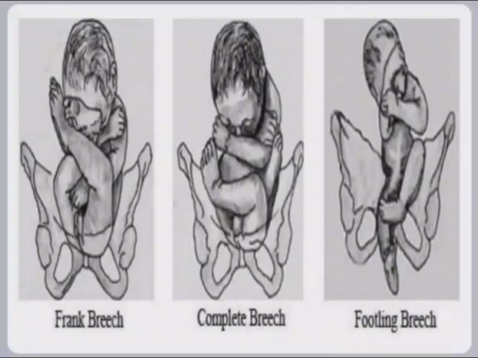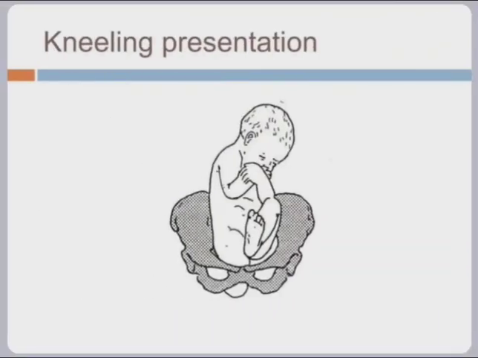The image will help you understand better. It is the frank presentation, the legs are extended towards the head, and complete breech is like this, and footling, one or both feet may come out first, and kneeling means the knees are the presenting part.